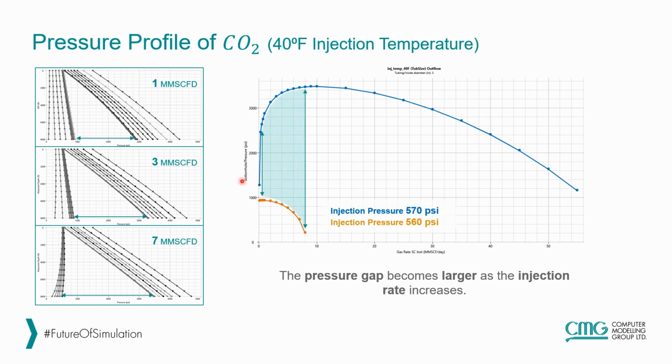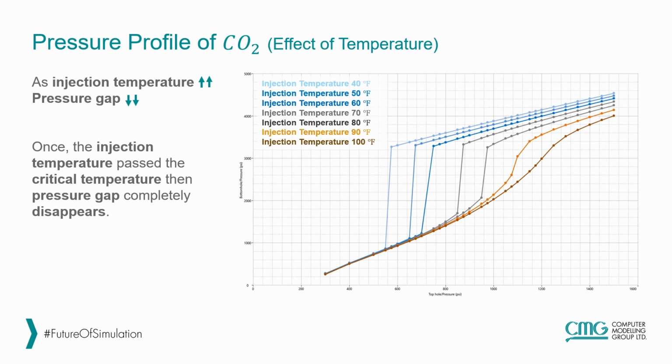So this plot shows the bottom hole pressure on the vertical axis and the gas rate, the injection rate, on the horizontal axis. This orange curve is at the injection pressure of 560 psi and the blue one is 570 psi. First, we see that by 10 psi increase in injection pressure, we see this huge gap at the bottom hole pressure. And we see that as we are increasing the injection rate, then the magnitude of this gap is being increased as well.